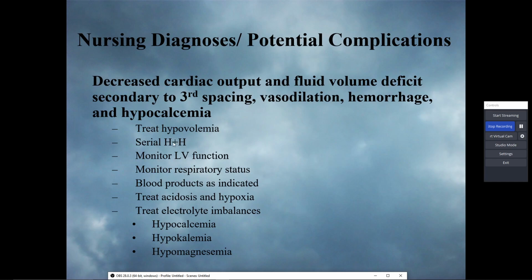Complications: hypovolemia, hematocrit and hemoglobin issues. We're going to look at left ventricular function due to secondary distal hypertension, monitor respiratory status for ARDS, blood products as indicated, absolutely. Treat acidosis and hypoxia. Electrolyte imbalances, got to be looking for them for potassium, magnesium, and calcium. You'll also see many ICU physicians monitor phosphate as well.